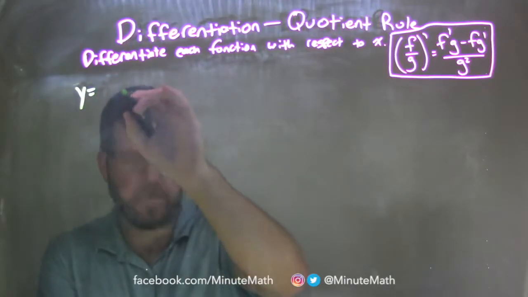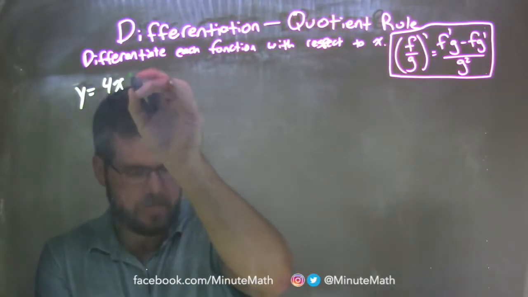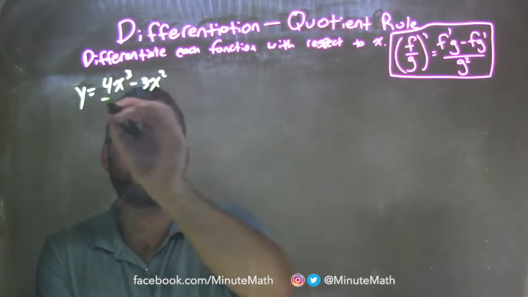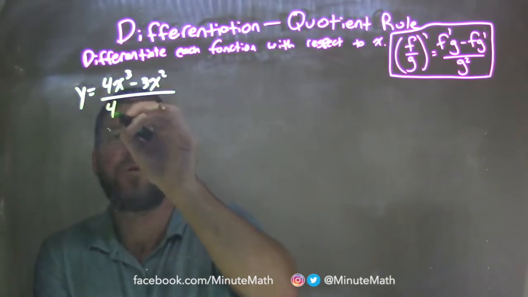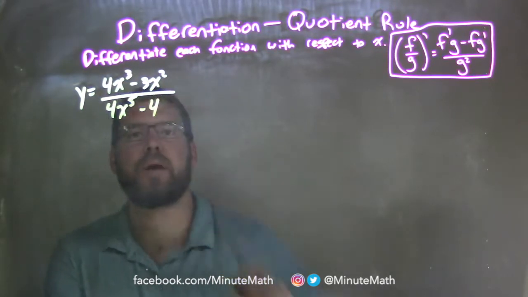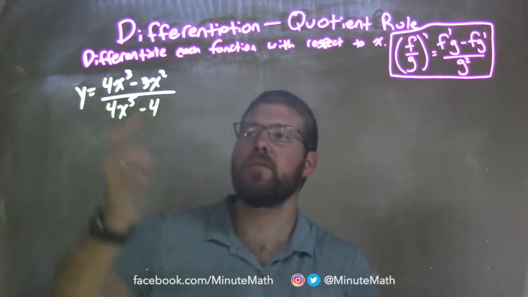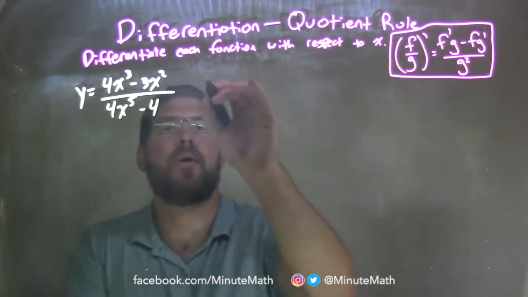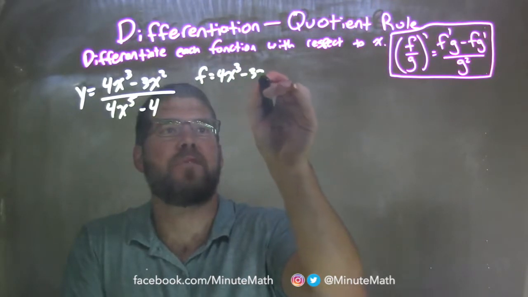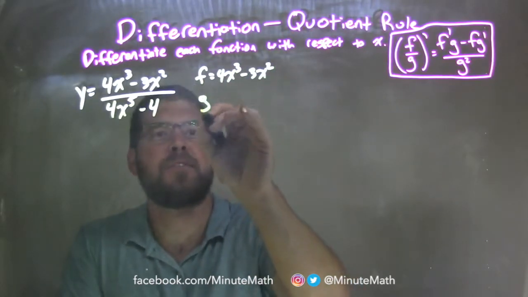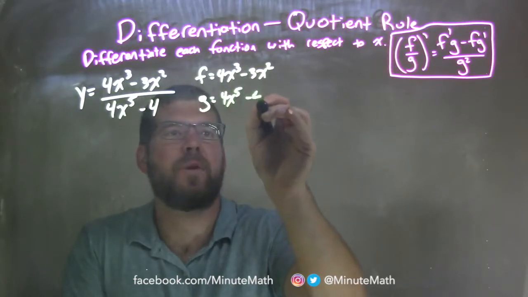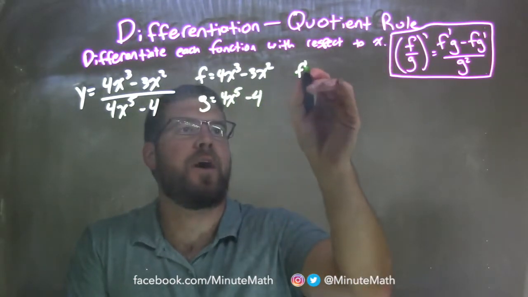Y equals 4x to the 3rd minus 3x squared, all over 4x to the 5th minus 4. Okay? Well, since I have a quotient function here, I'm going to label the top part, the numerator, f: 4x to the 3rd minus 3x squared. But my denominator, g: 4x to the 5th minus 4. Then I'm going to find f prime from there.